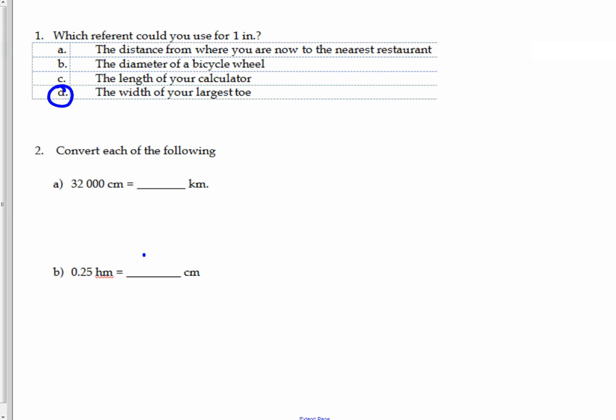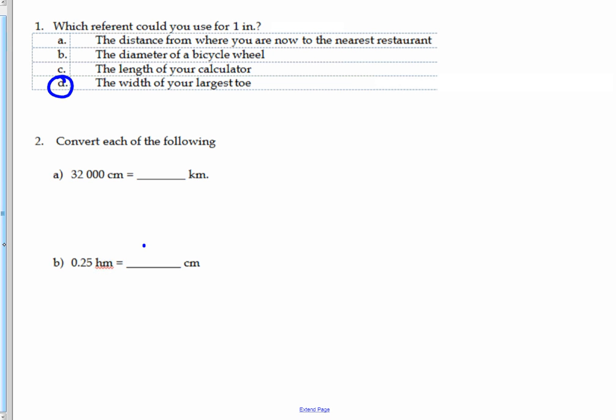Now, I might have thrown in instead the width of your largest toe and then maybe the width of your smallest toe. It's probably the largest toe, right, if I wanted to throw a distractor in. Now, we're also going to talk about conversions from the metric conversions on your formula sheet, which you all should have.